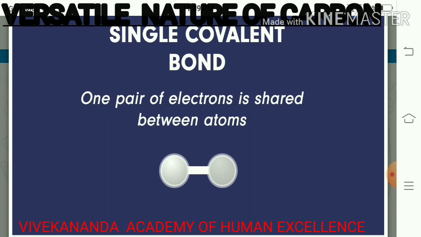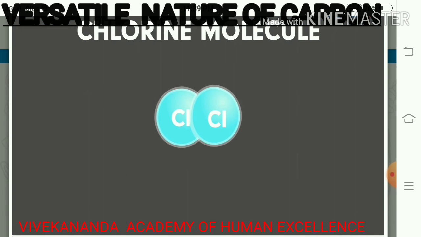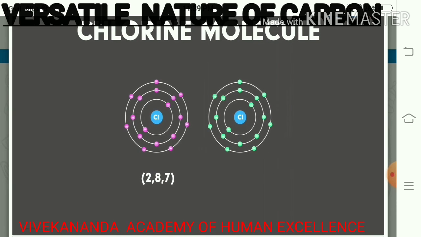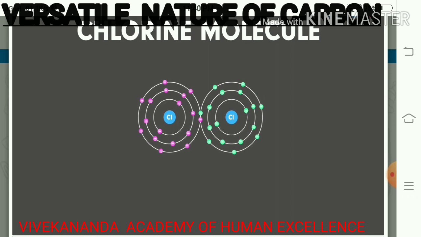A simple example that explains this type is the formation of a chlorine molecule. How do you think this molecule was formed? We know that chlorine has 7 electrons in its outermost shell. That means only 1 electron is needed by it to complete the octet. Now here's another chlorine atom which again has 7 electrons in its outermost shell. Both of them want 1 electron each. And that is why we find 2 chlorine atoms coming together and forming a bond by sharing 1 electron pair.